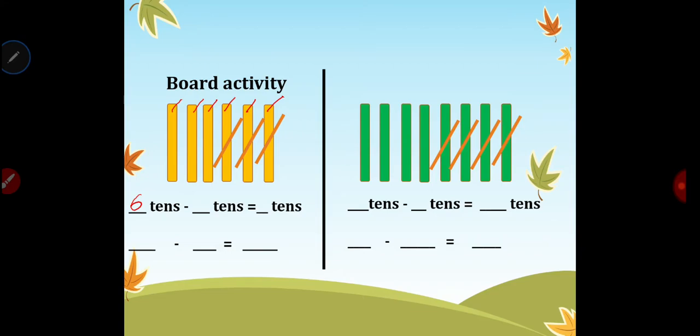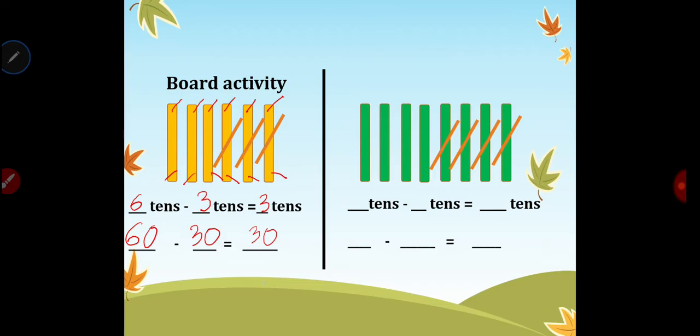Now, how many blocks of tens are being crossed out? Count with me again. 1, 2, 3. There are 3 tens. How about the blocks of tens that are not being crossed out? There are 1, 2, 3. 3 tens. 6 tens means 60. 3 tens means 30. And 3 tens again means 30.